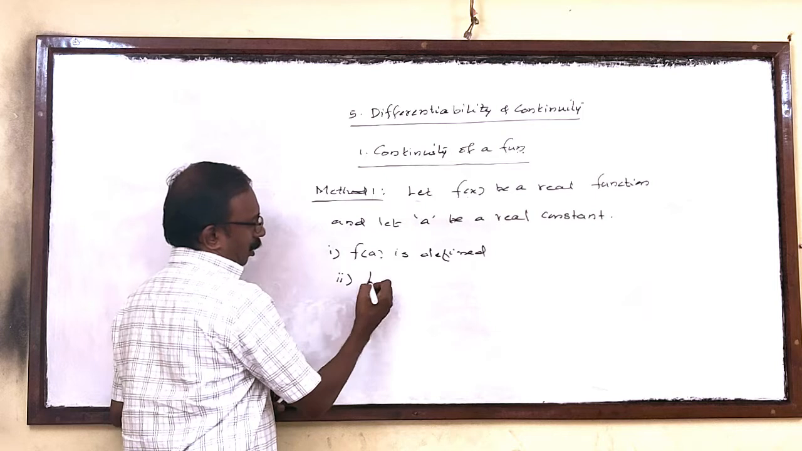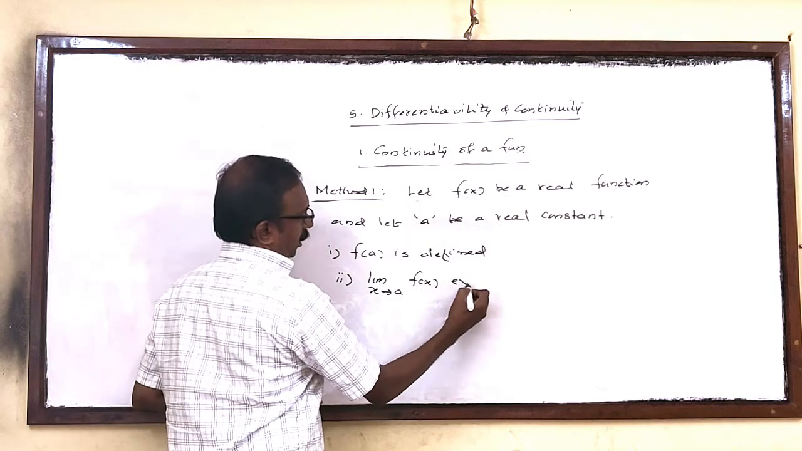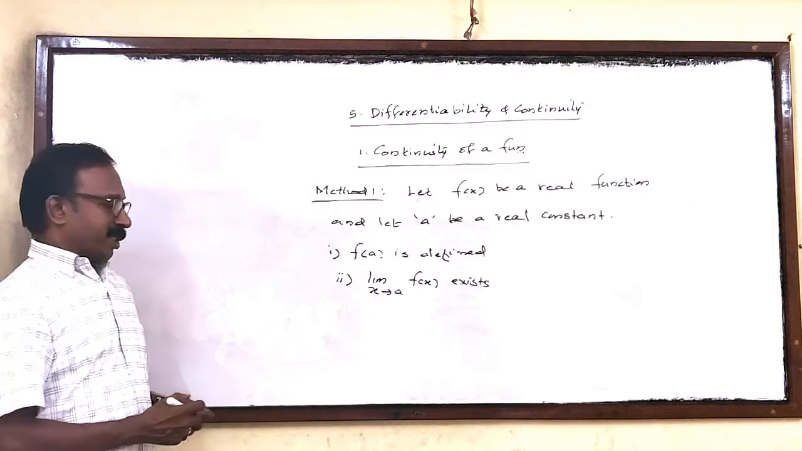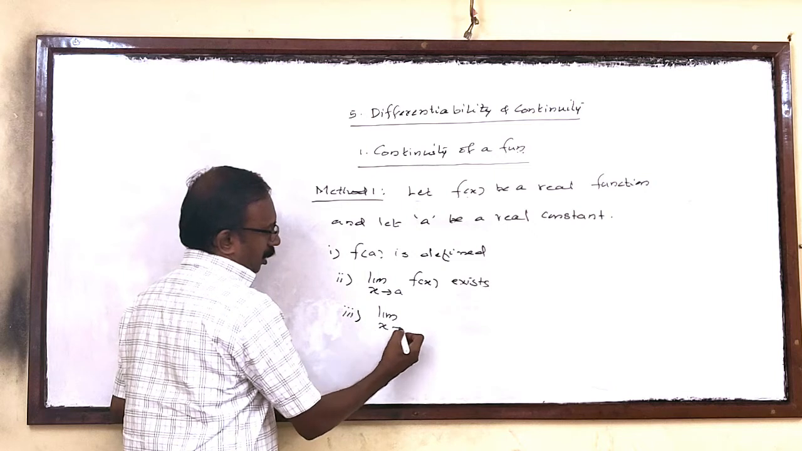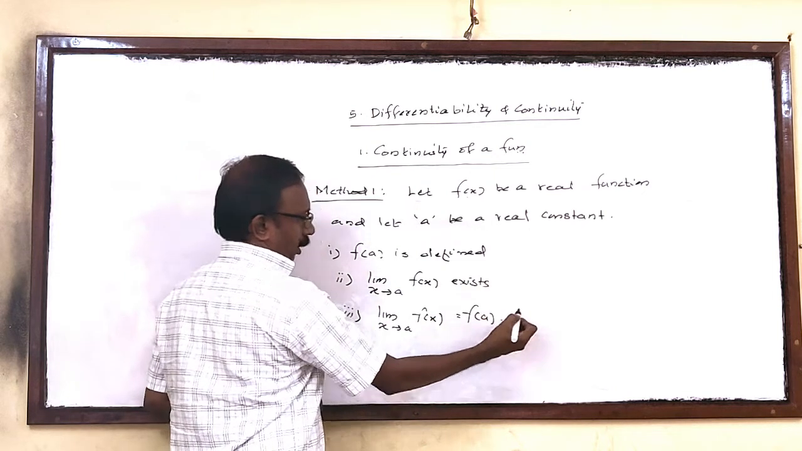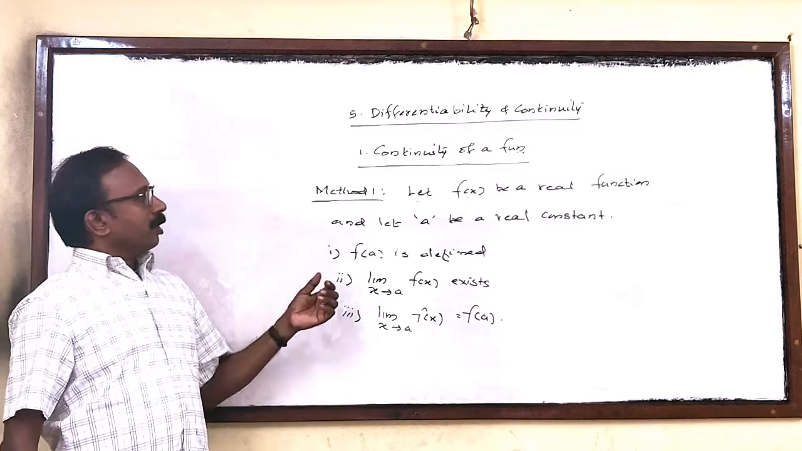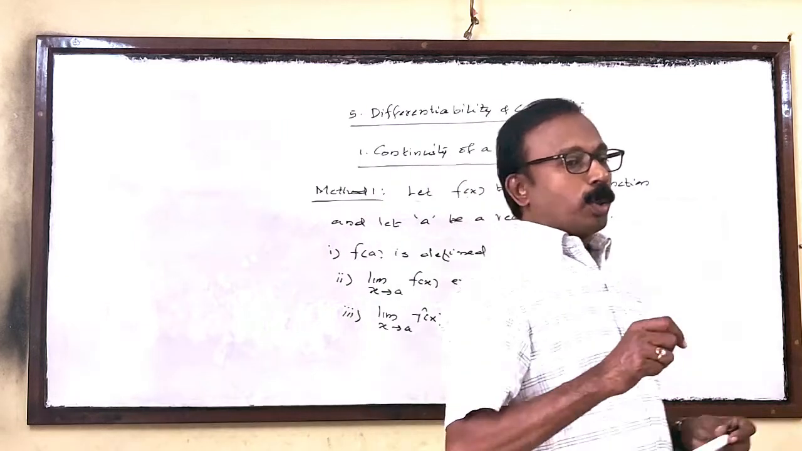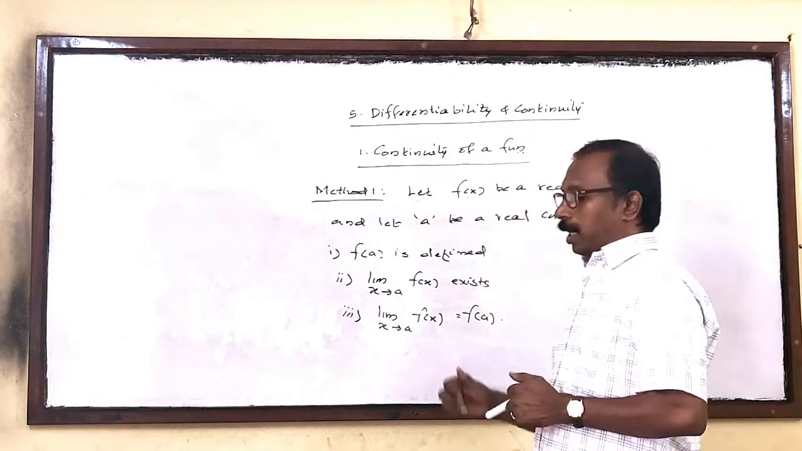Second condition, limit of x tends to a f of x exists. And third condition is limit of x tends to a f of x is equal to f of a. If all these conditions are satisfied, then we can say that the function f of x is a continuous function at a given constant a.